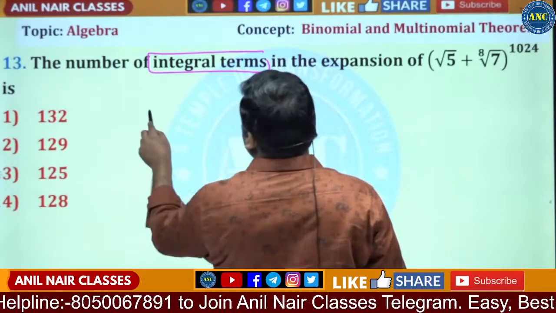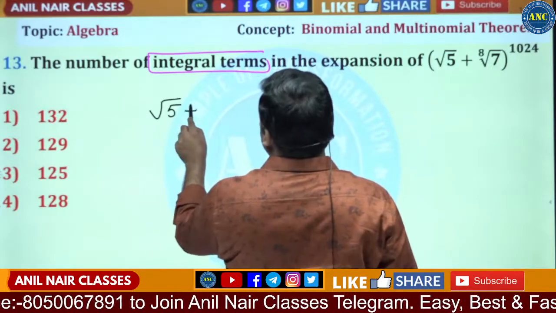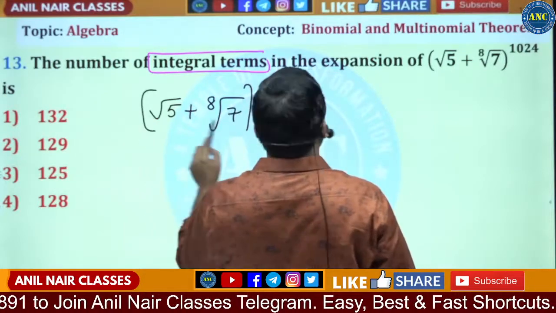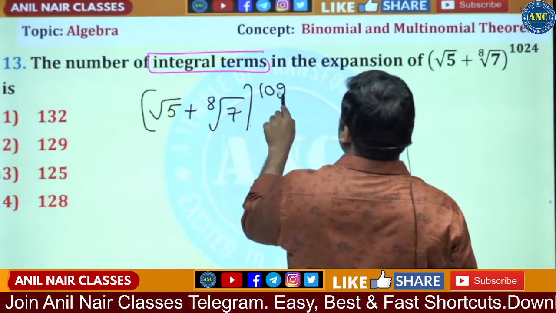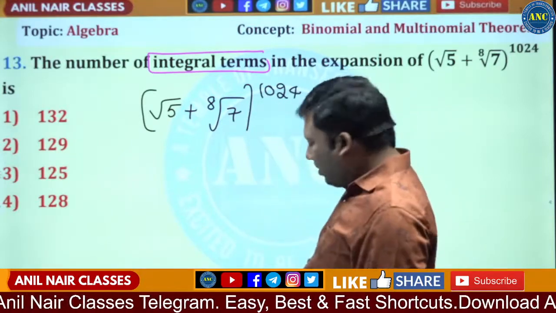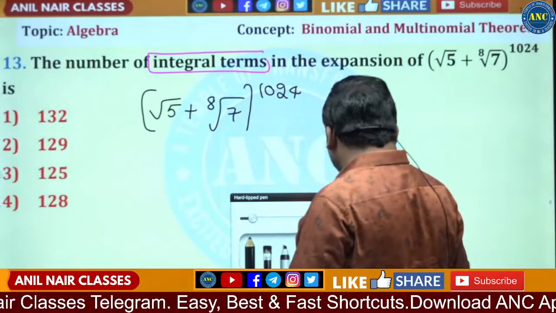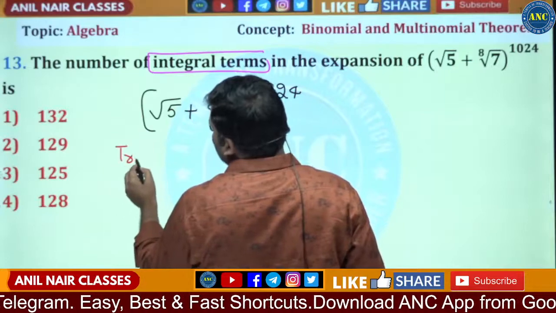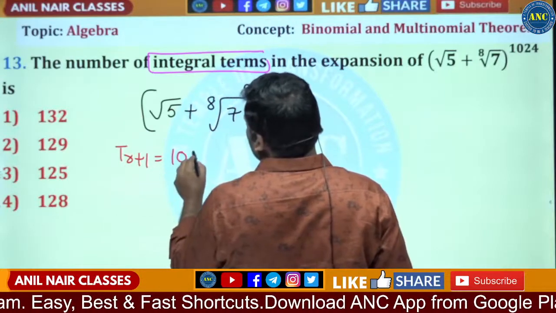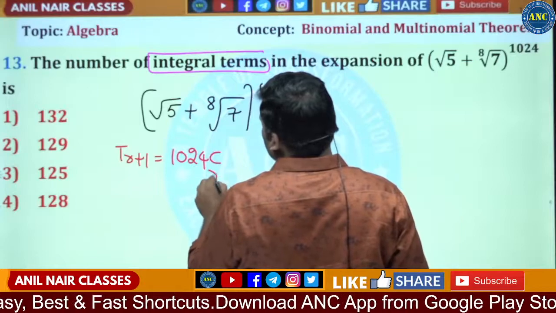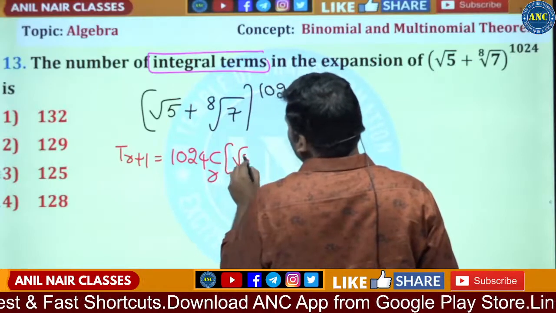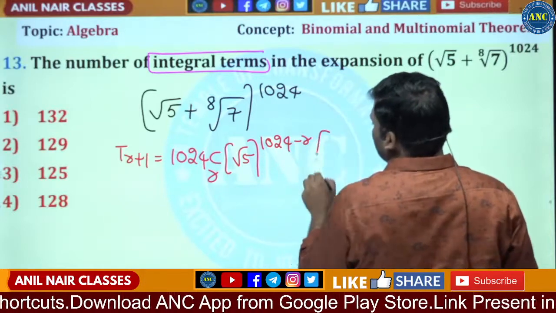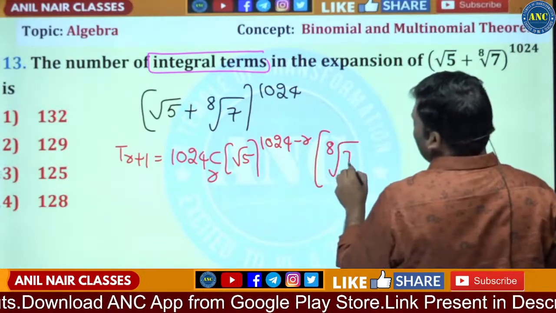Find the number of integral terms in the expansion (√5 + 8th root 7) power 1024. One by one, step by step, we will solve. So this will become T(R+1) equivalent to 1024CR (√5)^(1024−R) (8th root 7)^R.